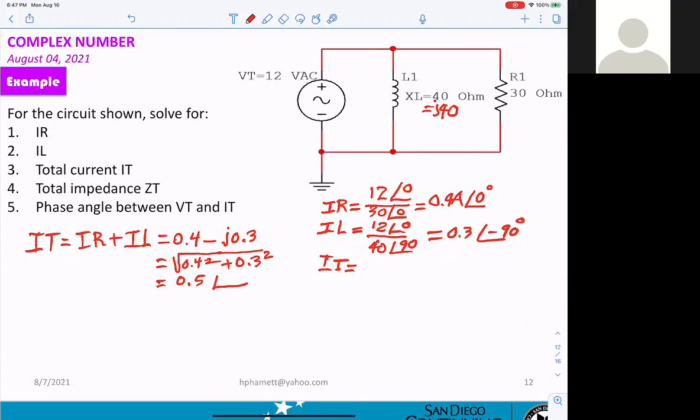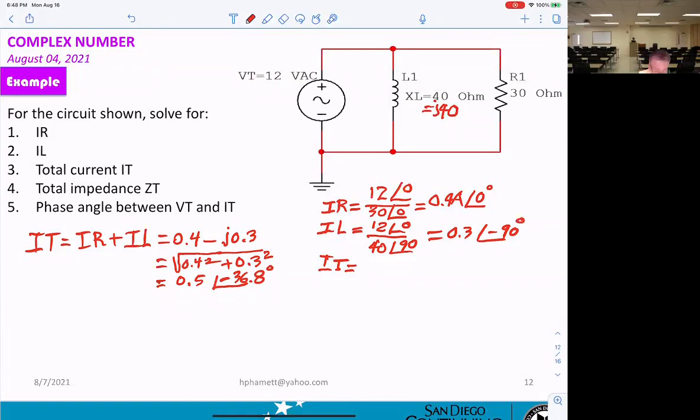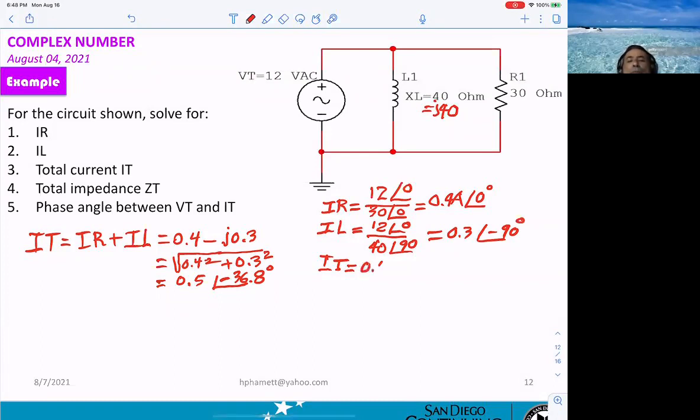You will get negative 36.8 because you are doing tan inverse 0.3 divided by 0.4. Is that right? Yeah, negative 36.8.